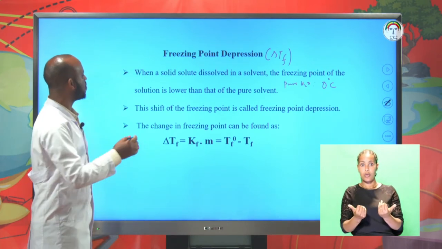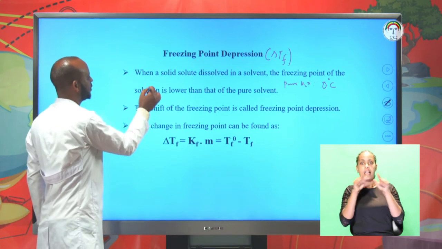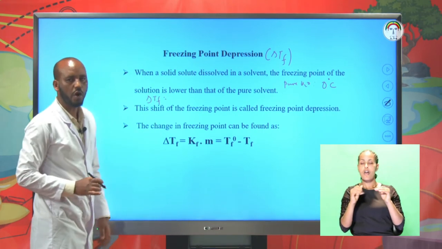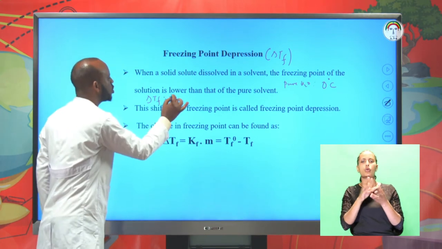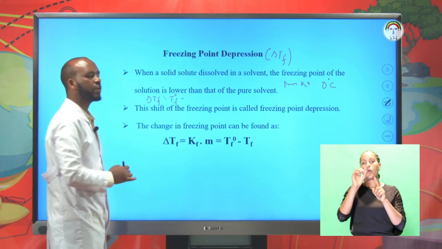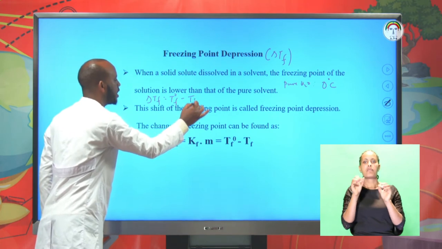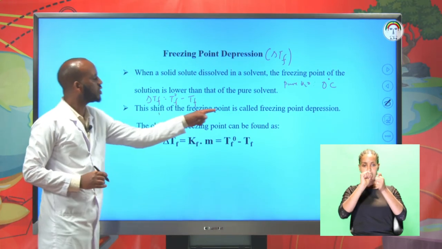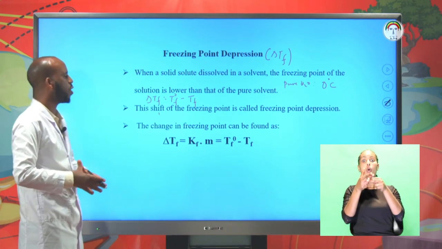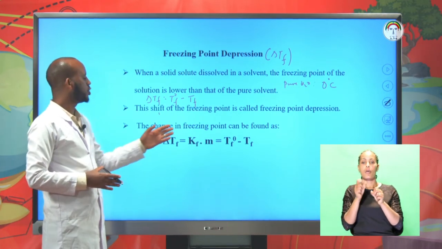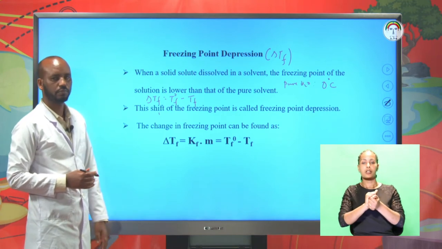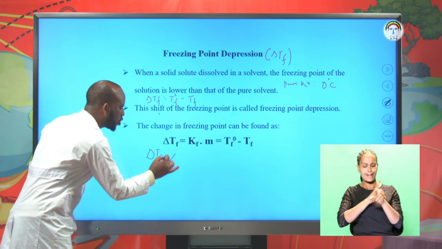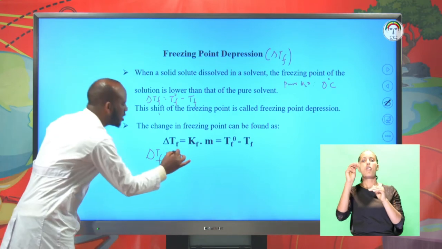Now, freezing point depression, delta TF, equals the freezing point of the pure solvent, T naught F, minus the freezing point of the solution, TF. This shift of the freezing point is called freezing point depression. The change in freezing point, delta TF, is directly proportional to the molality of the solution.